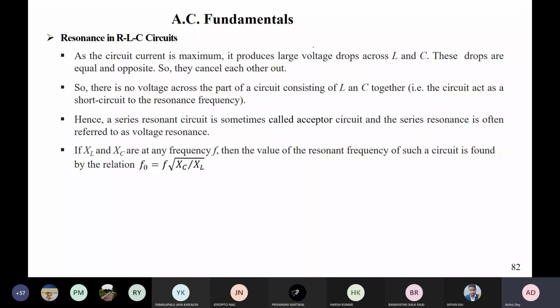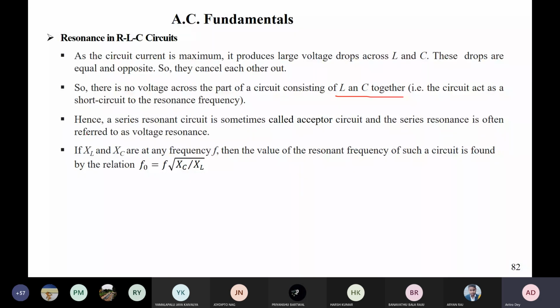As the circuit current is maximum, it produces large voltage drop across L and C. These drops are equal and opposite, so they cancel each other. So there is no voltage across the part of the circuit consisting of L and C together, as I told. That is, the circuit acts as a short circuit at the resonant frequency. Hence, a series resonance circuit is sometimes called an acceptor circuit, and series resonance is often referred to as voltage resonance. Why are they saying so? Because the voltage across inductance is nullifying the voltage across capacitance. It is just balancing the voltage at the capacitance.